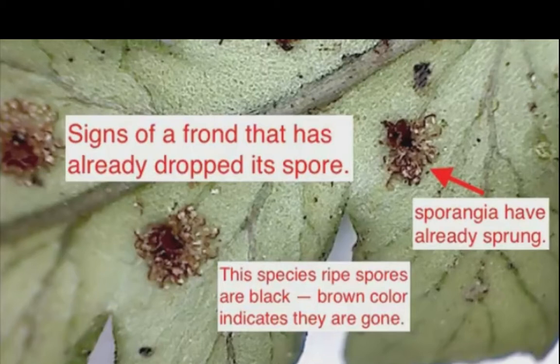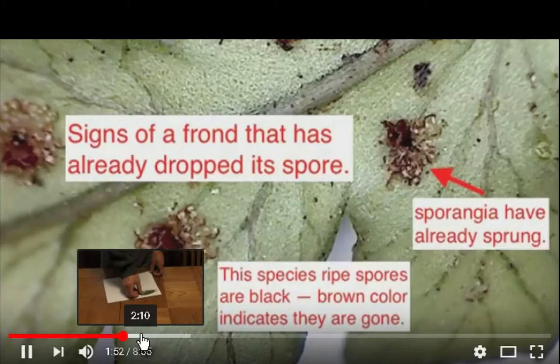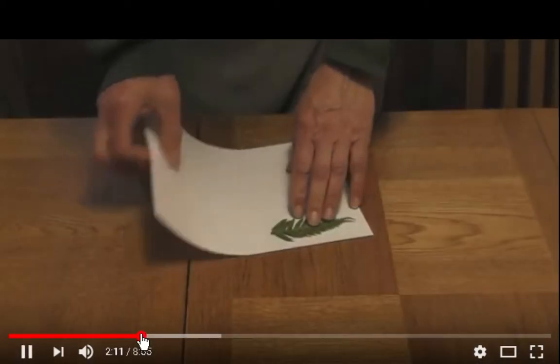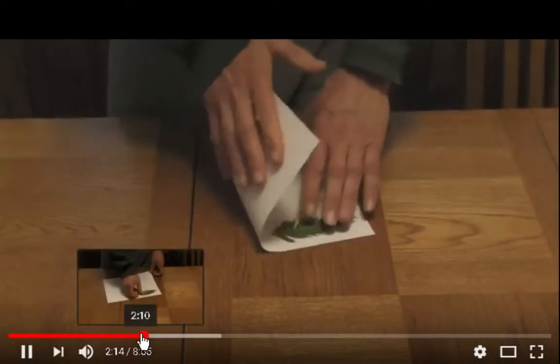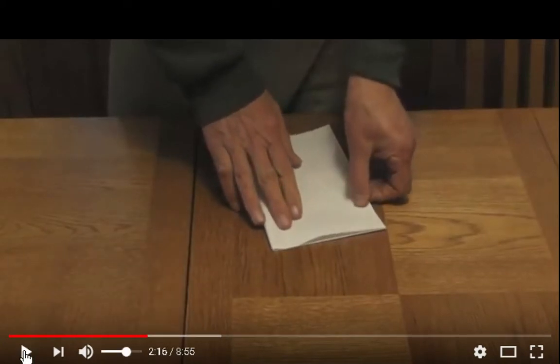I put some example photos on the website and some links to sites where you can look up what the sori look like for various ferns. But if you're out hiking, you have to get the frond home. I found the best way to do that is what you're seeing here on the screen. And I've done all that. I've got a bunch of ferns on a table.